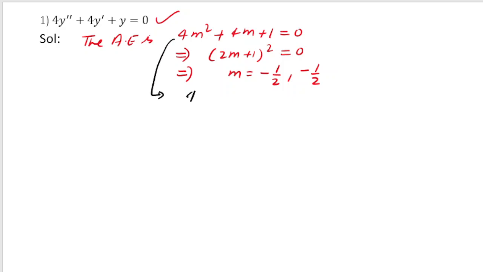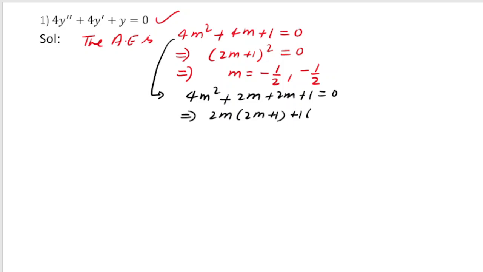You could have written it 4m square. Don't write both the things. I'm just writing the alternate way. 4m can be written as 2m plus 2m plus 1 is equal to 0. So here you will get what? You will get 2m common. So you will get 2m plus 1.